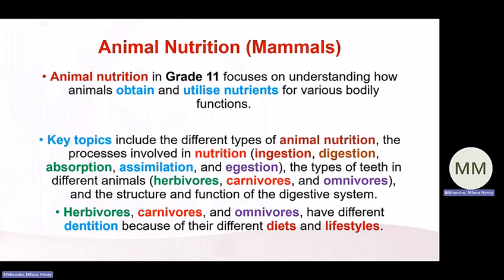The types of teeth in different animals, how they are structured, is different, as you see in herbivores, carnivores, as well as omnivores. The structure and function of the digestive system. Herbivores, carnivores, and omnivores have different dentition because of their different diets and lifestyles.